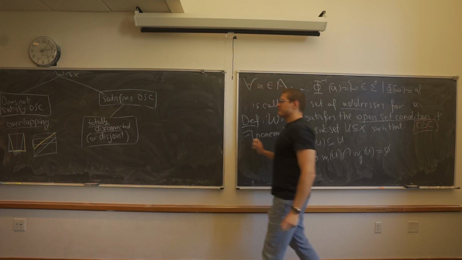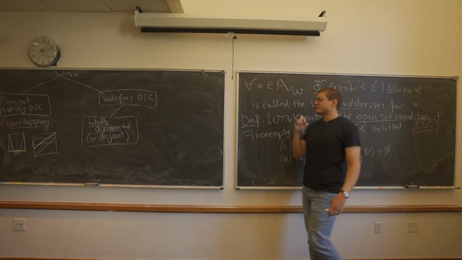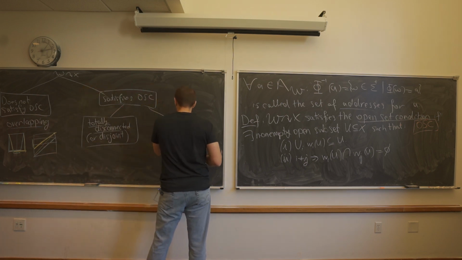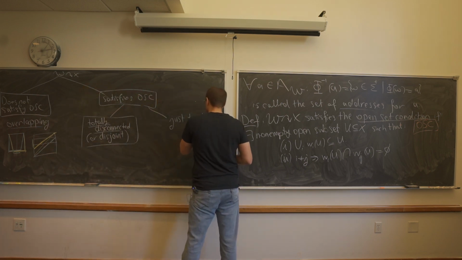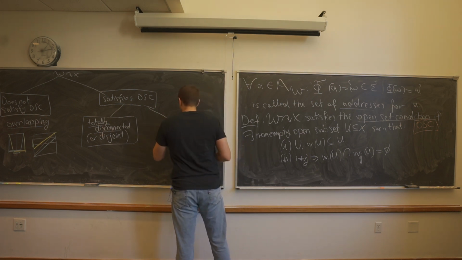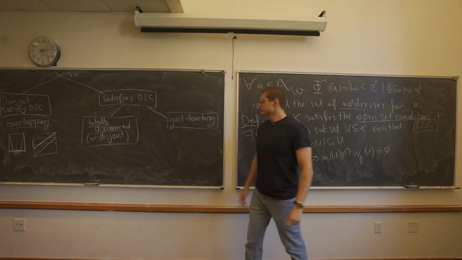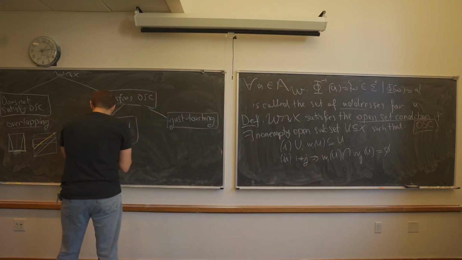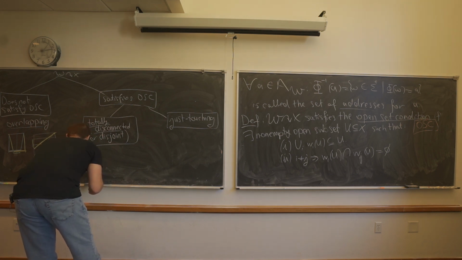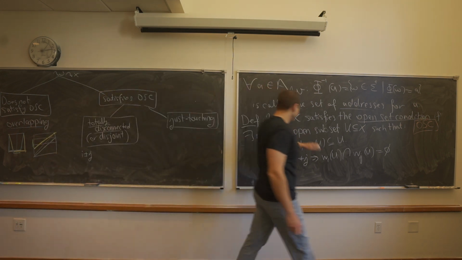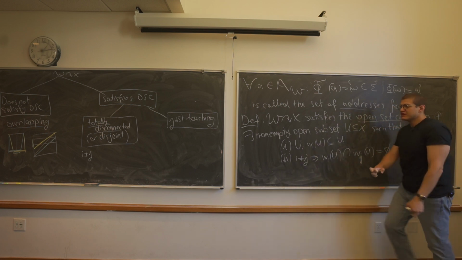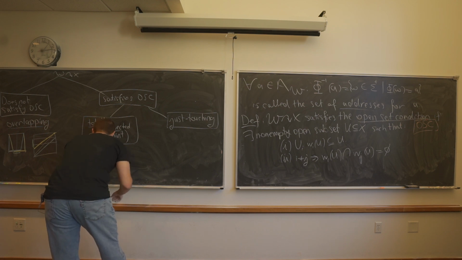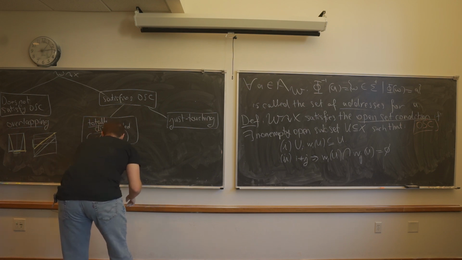Or not. Then it's not totally disconnected, but it satisfies the OSC. Barnsley calls it just touching. This is the best case. This corresponds formally to this condition. Not only do you have this open set where you have empty intersections, but in fact, if you were to look at the images of the attractor itself, they don't intersect.